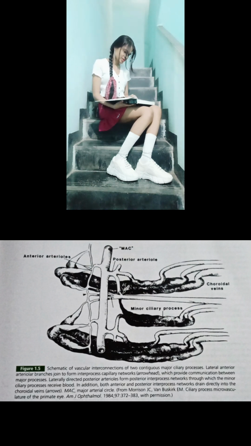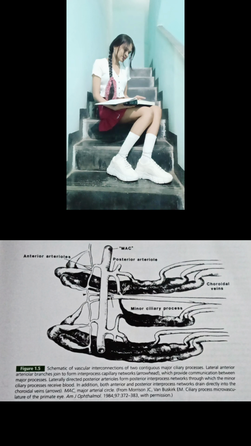So in this diagram, we can see the anterior arteriole. This is the major arterial circle, MAC. It gives off the anterior ciliary process arteriole that supplies the anterior aspect of the major ciliary process, and then there is this posterior ciliary process arteriole, which supplies the posterior, basal aspect, and then the central aspect and minor ciliary processes. And in between these two there is interprocess anastomosis, and that drains into the choroidal veins directly.